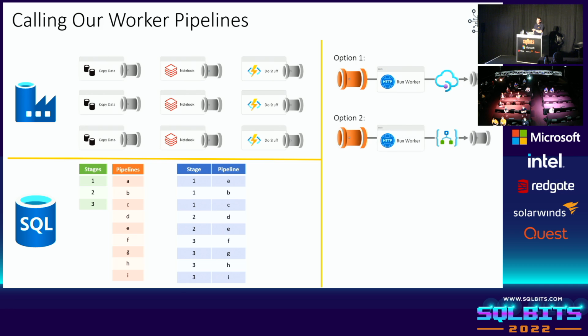Maybe. Option 2, we could, if we want, use Logic Apps. We might still need a web activity to trigger it, but within the Logic Apps, we can have an action that could be dynamic that we go and hit that child pipeline as well. Sure, option 2, it's fine. My preferred option, though, would be option 3, using Azure Functions.